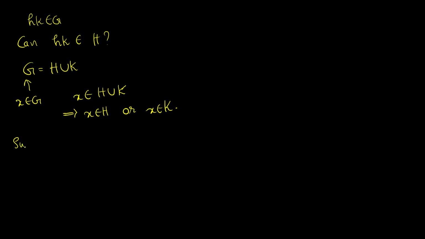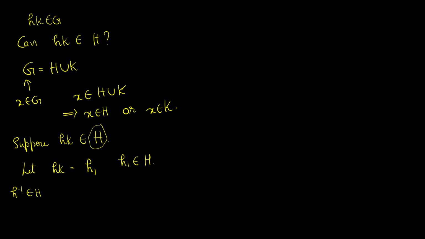Now suppose that hk is in H. So how will an element in H look like? Here we are saying that hk is an element in capital H. So let hk be equal to some h1, where h1 is in H, right? Because hk is an element in capital H, call it h1. Now h inverse will exist. h inverse is an element in H. Why? Because small h is there in capital H. So let me write that step.